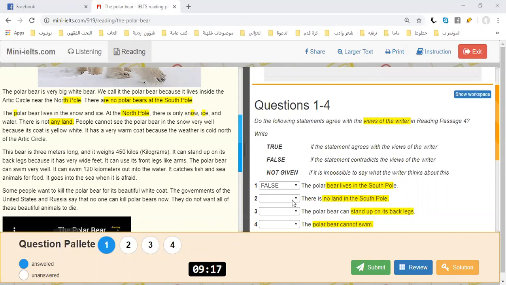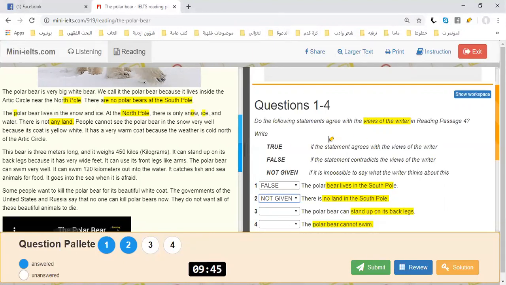So in terms of facts this sentence should be false, but according to the views of the writer, there is nothing mentioned in the passage about if there is a land or not in the South Pole. So this sentence should be not given, and the question as a whole should be yes, no, not given, not true, false, not given. And this is a very important notice.